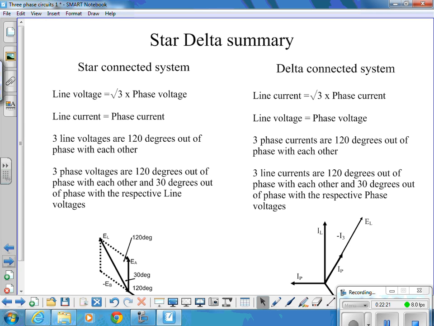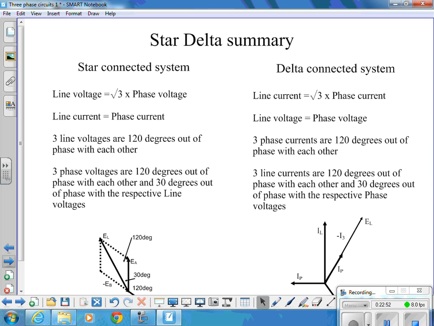So, quick summary of the star-delta situation. In a star-connected system, line voltage is √3 times the phase voltage. Line current is equal to phase current. We've got three line voltages 120 degrees out of phase with each other, and three phase voltages 120 degrees out of phase with each other, and 30 degrees out of phase with the respective line voltages.